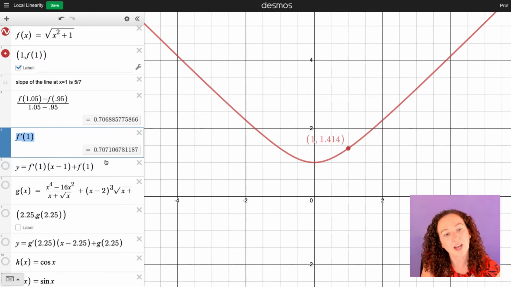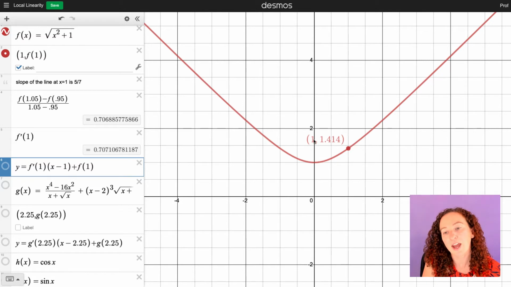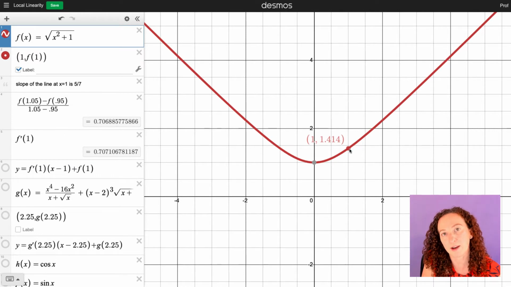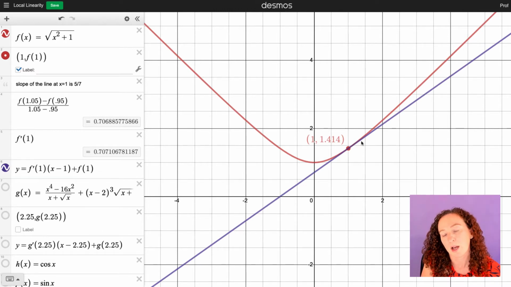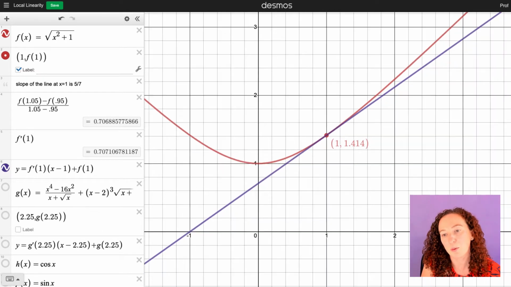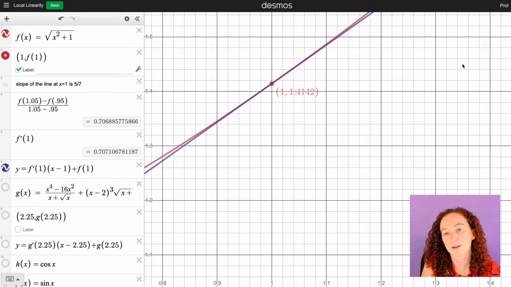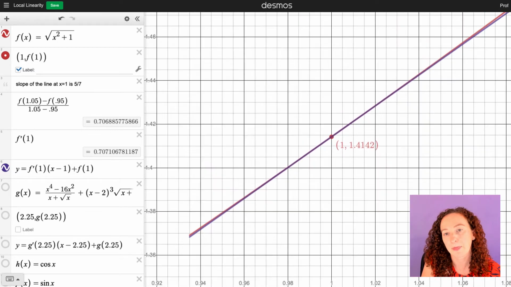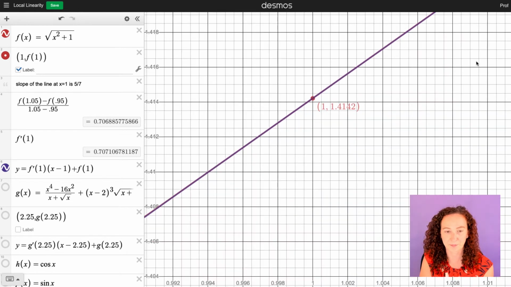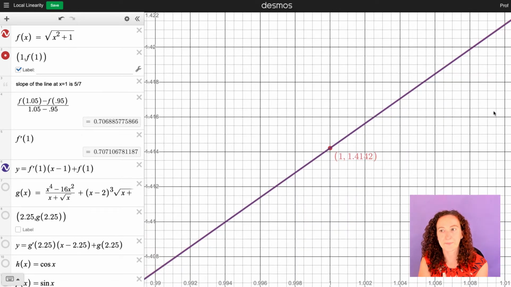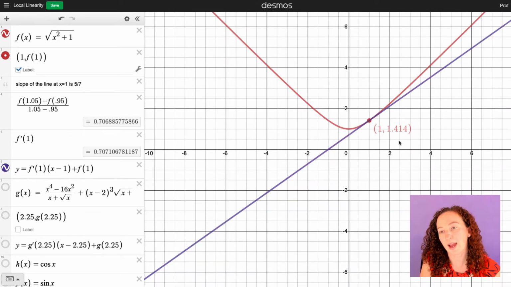So now what I want to do is graph a line that has the same slope as our local line here and goes through that point on our function. I've already found a nice equation for that. And I just want to show you that if I zoom in at this point, the line and the function are right on top of each other if I zoom in far enough. Okay? So if I zoom back out, this line has the same slope as this function does locally.